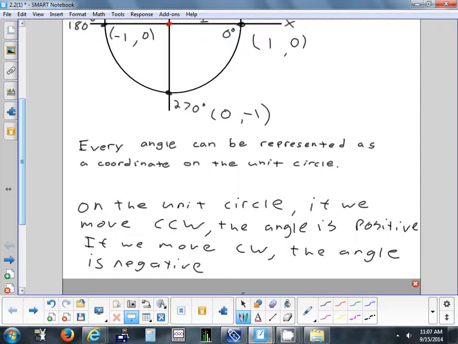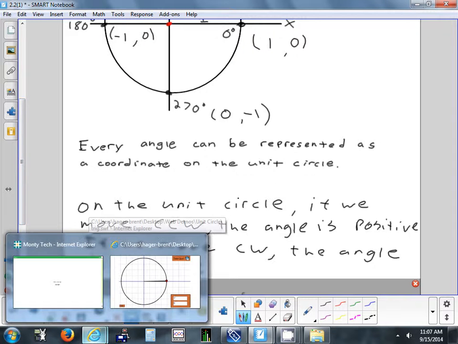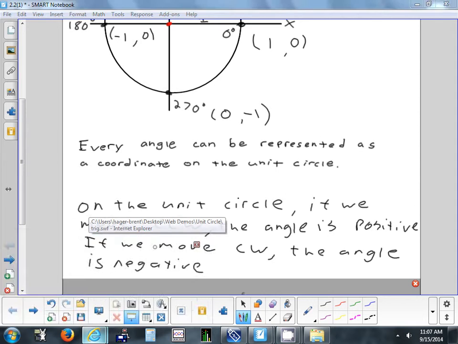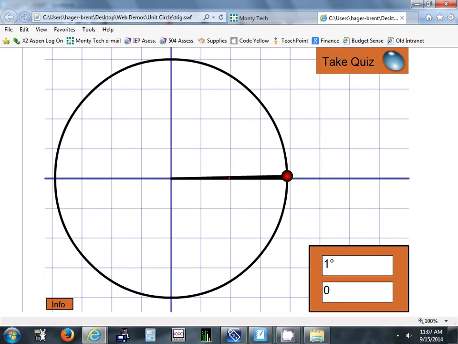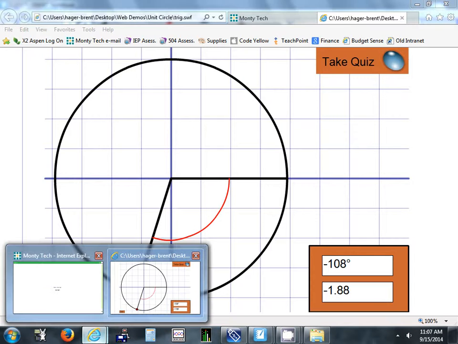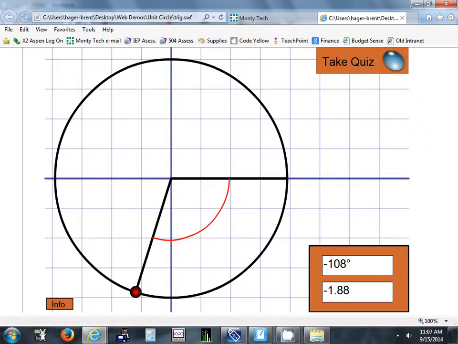Let me show you those angles. So moving counterclockwise, there's your positive angle. And going clockwise, now we have a negative angle. The only difference here is one's degrees and then one's radians. Question about the direction of measuring an angle?